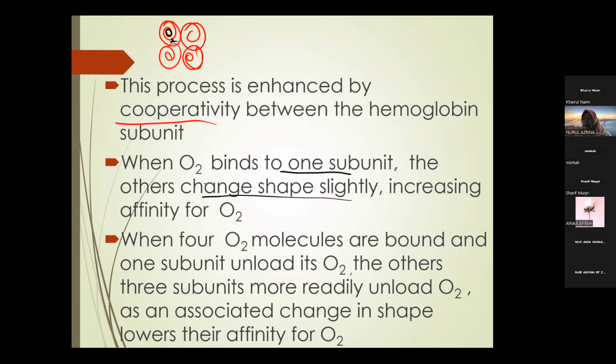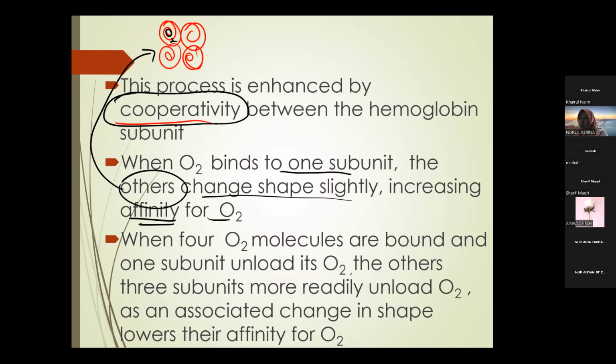Okay, when oxygen binds to one subunit, the others change shape slightly. The others here refer to the other 3 polypeptide subunits. Maknanya apa? Kalau sebelum ni dia macam ketat sangat, dia macam tertutup sangat. So ada 4 kan? So when one subunit binds to oxygen, it will cause the other subunits to change shape slightly. So yang 3 ni akan berubah sikit bentuk dia. Berubah in terms of what? They become higher affinity for oxygen. Dia lebih senang untuk ambil oxygen. Itu maksud dia. So this is what we call the concept of cooperativity.